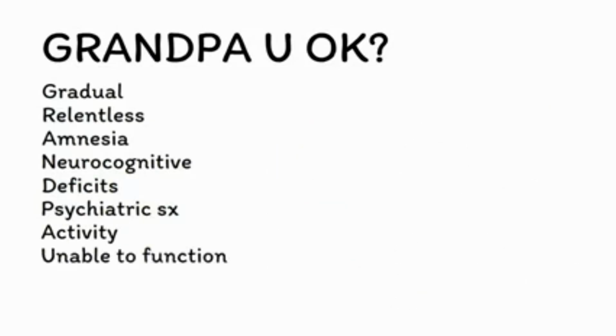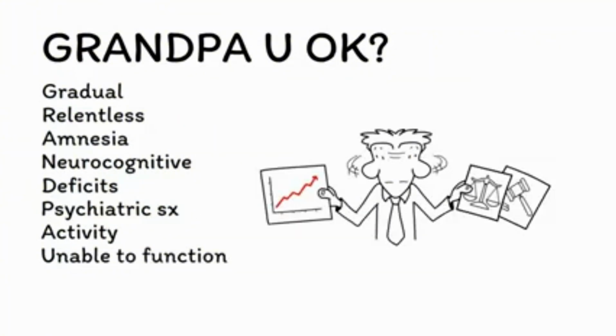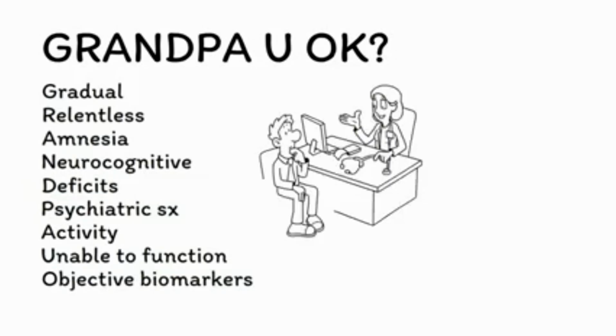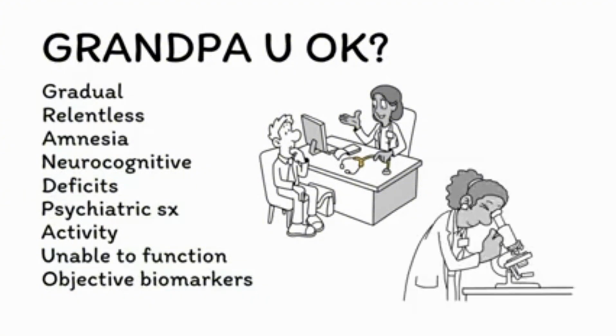Next, the U is for unable to function. This is just to remind you that, as with all forms of dementia, the neurocognitive deficits seen in Alzheimer's disease directly lead to distress, disability, and dysfunction. Next, O is for objective biomarkers. Unlike many of the disorders in psychiatry, which are diagnosed solely on the basis of clinical signs and symptoms, Alzheimer's disease has specific biomarkers that can be objectively demonstrated as well.